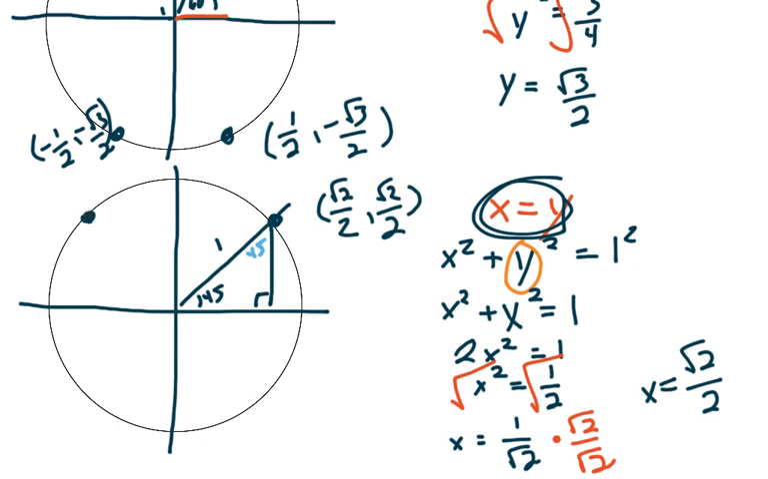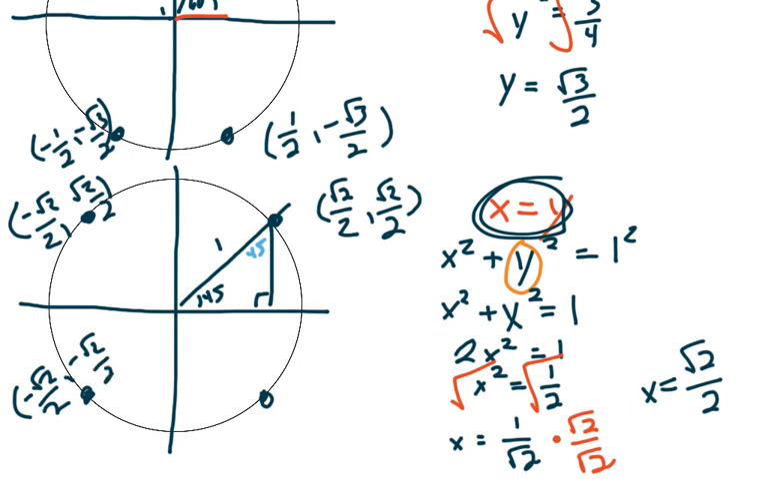So now my other 4 points. In quadrant 2, the x values are negative, so this is negative square root of 2 over 2, and then positive square root of 2 over 2. In quadrant 3, both are negative, so negative square root of 2 over 2, negative square root of 2 over 2. And in quadrant 4, x is positive and y is negative, so square root of 2 over 2, and negative square root of 2 over 2.